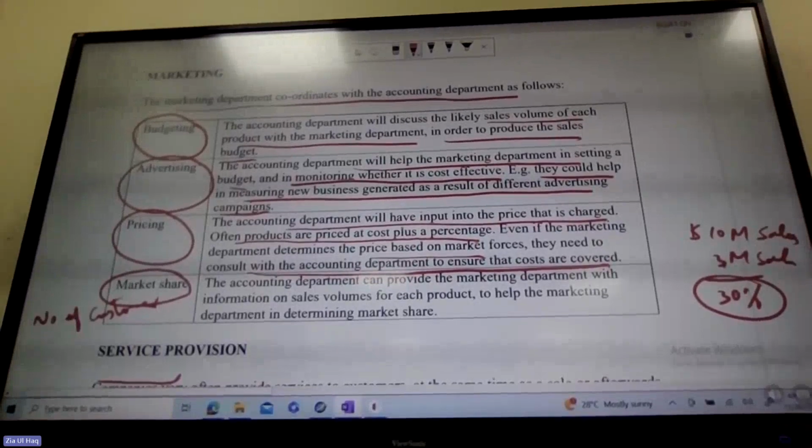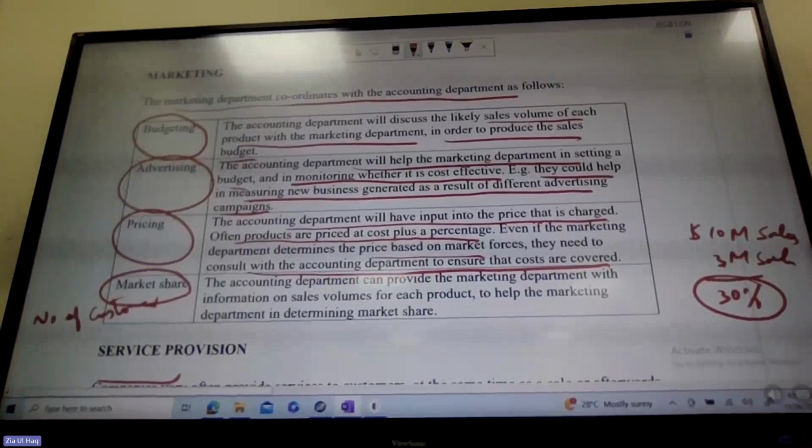And every business wants to increase its market share. How can a business increase its market share? Through appropriate marketing strategies. So what is our market share? Where will the marketing department obtain this information from? From sales figures, and those sales figures are in the accounting department.